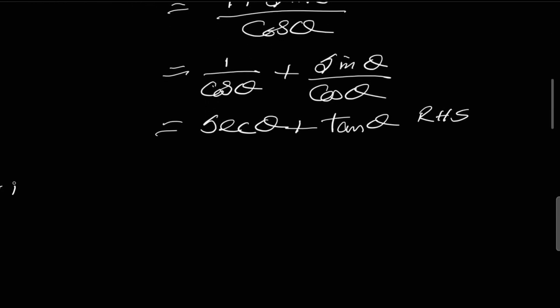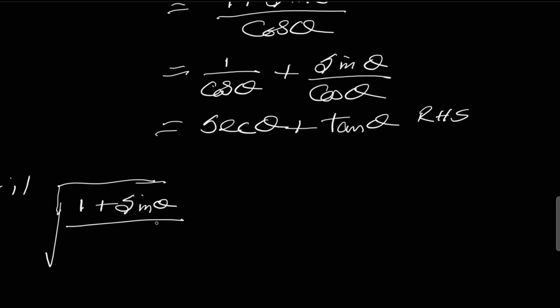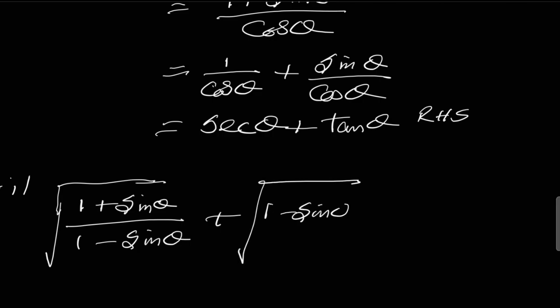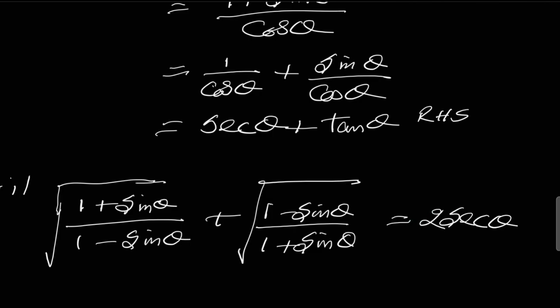Take the second sum. Root of (1 plus sin theta by 1 minus sin theta) plus root of (1 minus sin theta divided by 1 plus sin theta). This is equal to 2 secant theta.